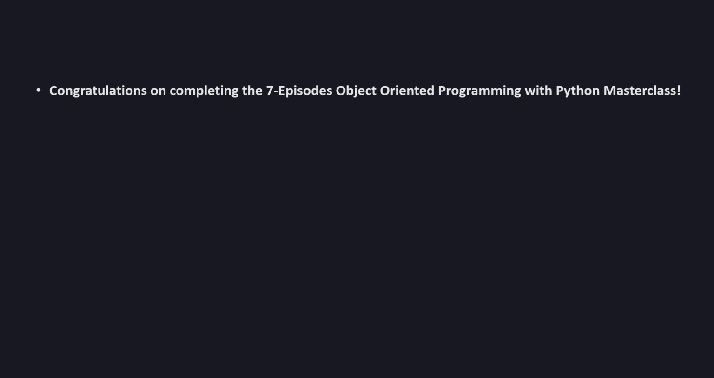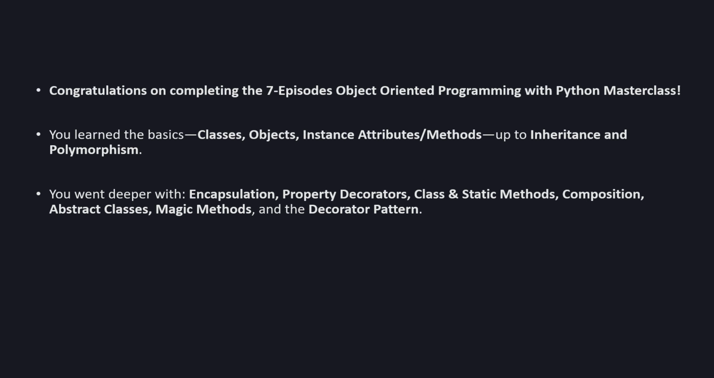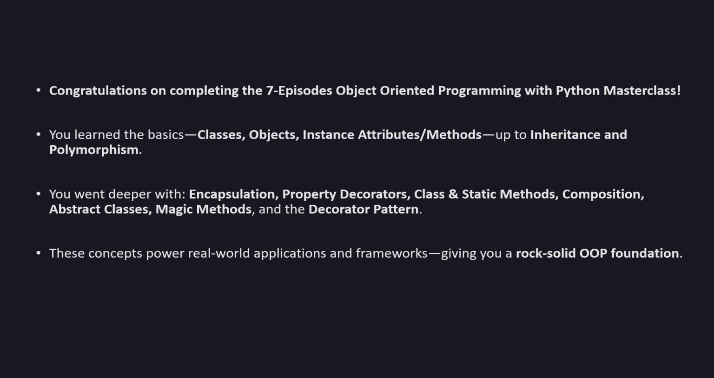Congratulations on completing the 7 episodes Object-Oriented Programming with Python Masterclass. In just 7 episodes, you have learned everything from basics like classes, objects, instance attributes, and methods, all the way to powerful concepts like inheritance and polymorphism. You went even deeper with encapsulation, property decorators, class and static methods, composition, abstract classes, magic methods, and decorator pattern. These are the exact concepts used in real-world applications, frameworks, and large-scale software. So you now have a rock-solid object-oriented programming foundation.